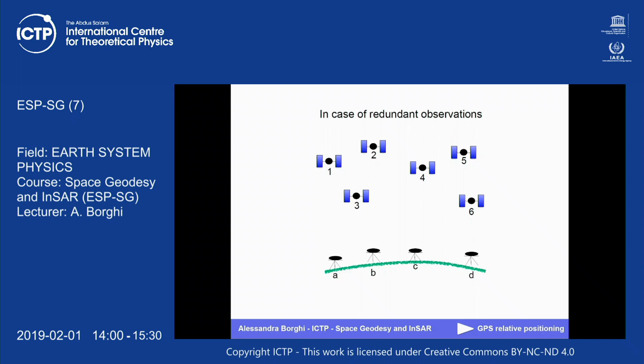I can build a baseline between point A and point B, or also between point A and point C, or point A and point D, and the same for the others. Also for the single differences between receivers or between satellites and the double differences, we have a lot of different combinations. So there are some rules that we have to know about these possible combinations of our observations.